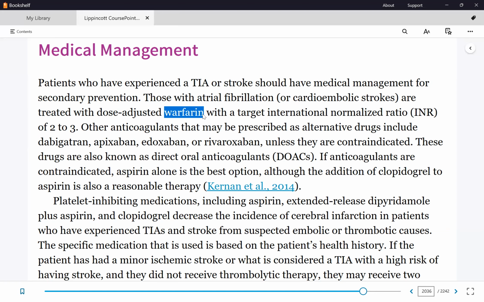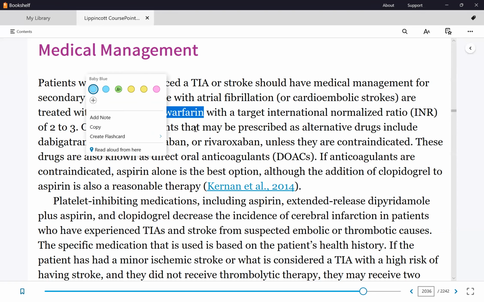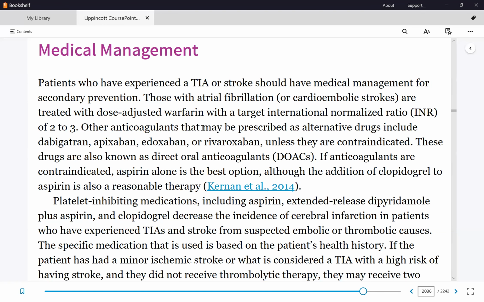Warfarin is the only option if the patient has a valve problem. There's really no other choice. So if it's a valve problem and they develop AFib from that heart valve problem, even if we repair that heart valve, the fact that you have a heart valve problem, the only choice is warfarin. Everybody else that has non-valvular AFib, these are the more convenient options.